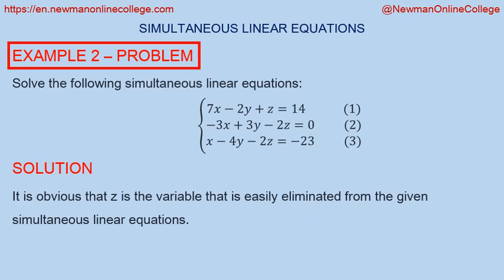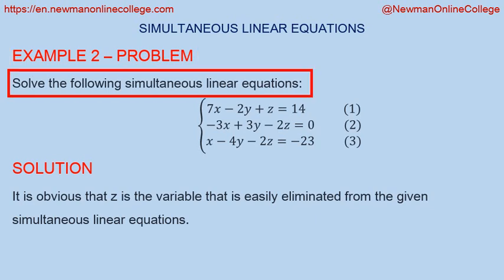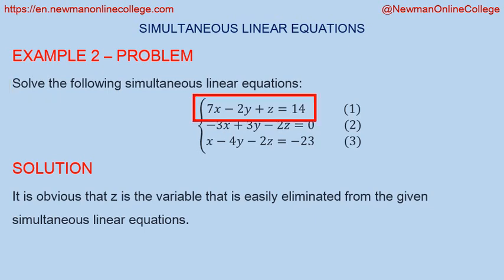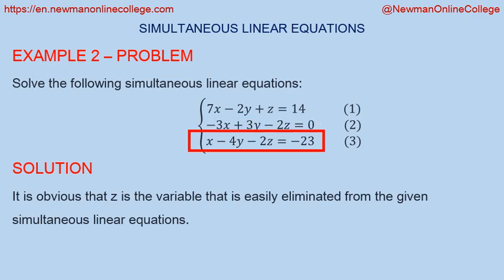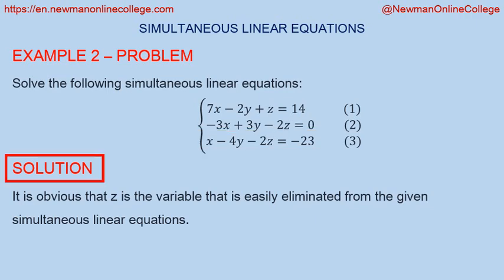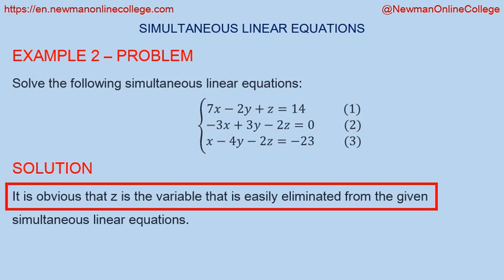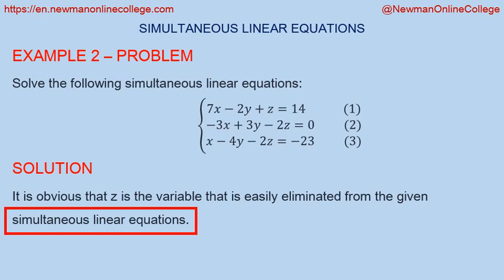Example 2. Problem. Solve the following simultaneous linear equations. 7x minus 2y plus z equals 14. -3x plus 3y minus 2z equals 0. x minus 4y minus 2z equals -23. Solution. It is obvious that z is the variable that is easily eliminated from the given simultaneous linear equations.